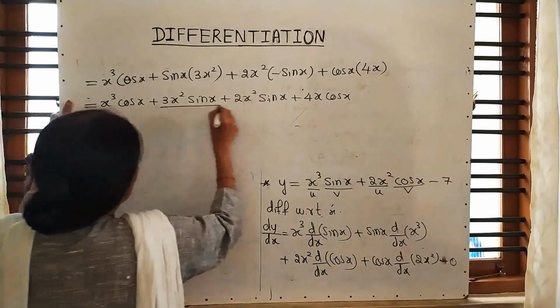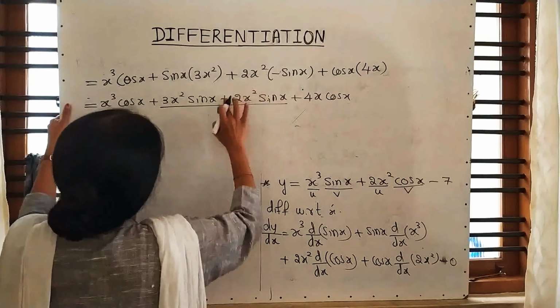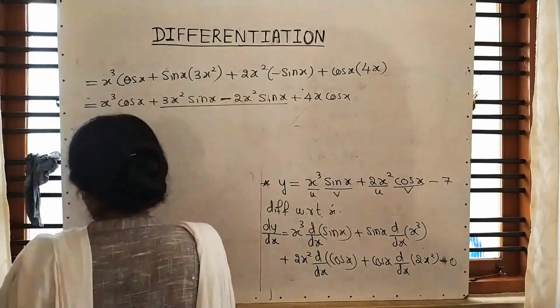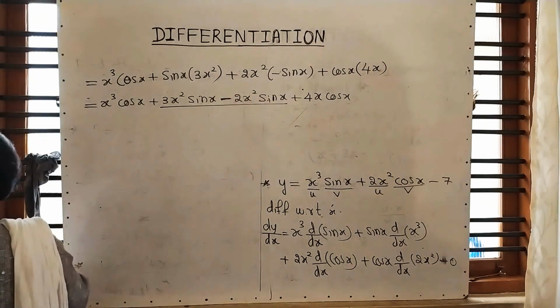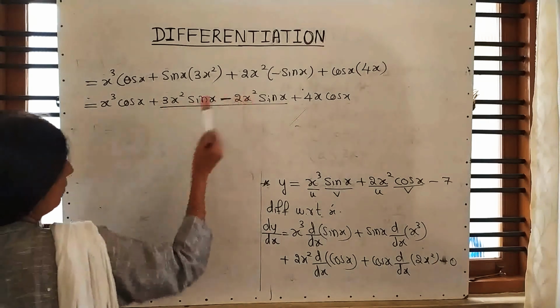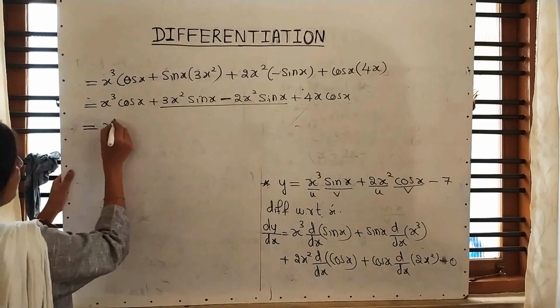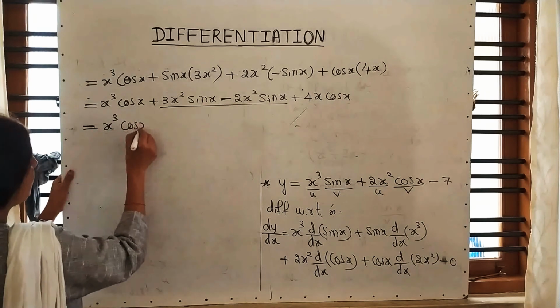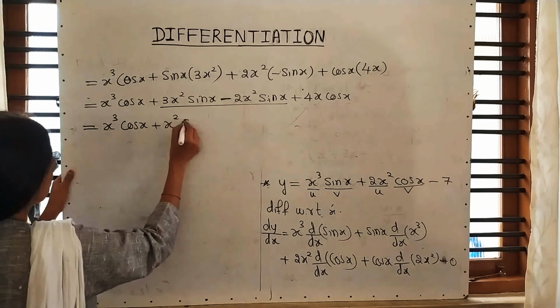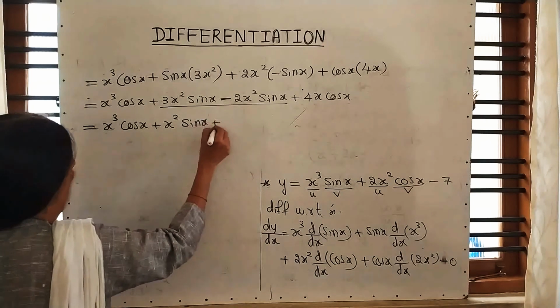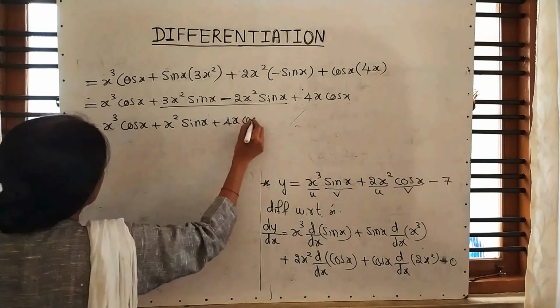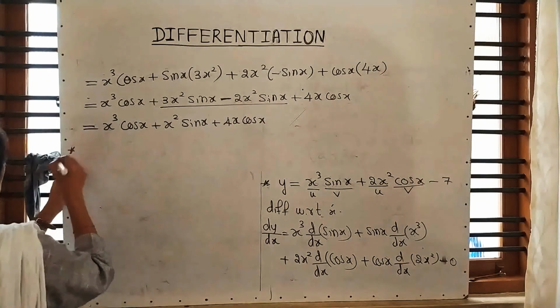See, when you observe these middle terms, plus into minus is minus. Are they exactly similar or what? Similar. Only thing is 3x square sin x minus 2x square sin x. Simplify that. Moving to the next question.